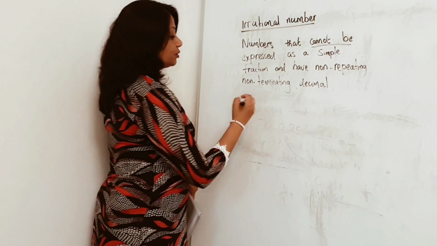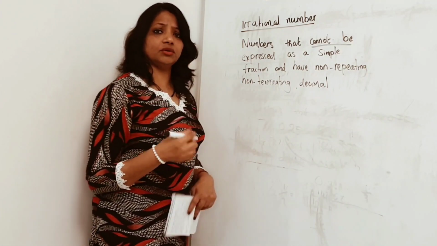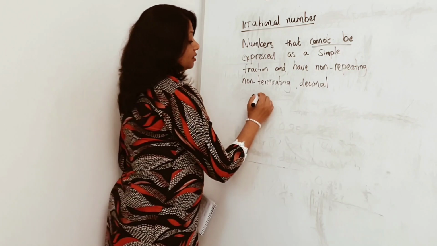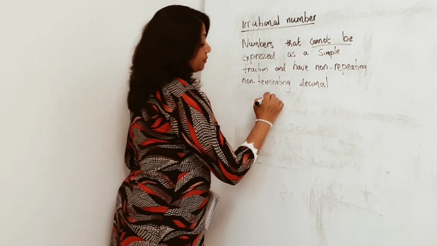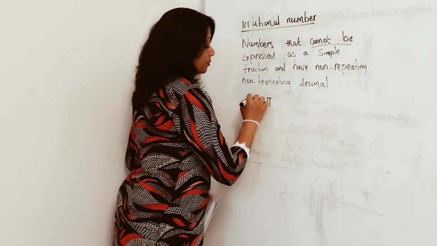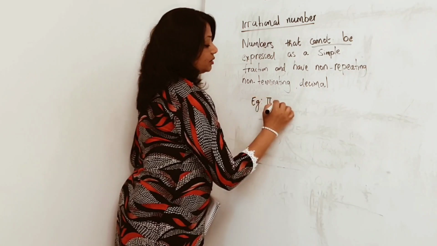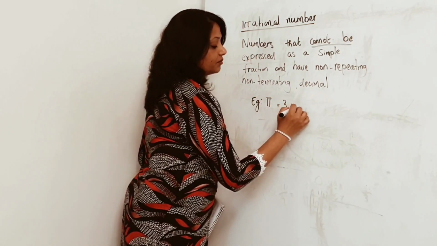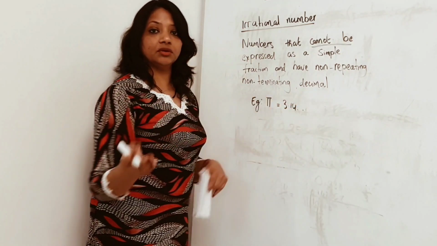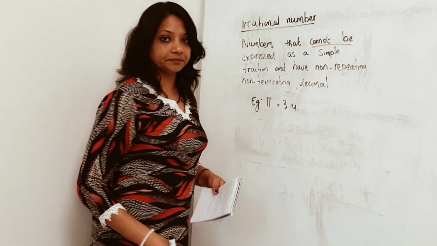For example, I'll show you. You already heard this value, it's the pi value. It is also an example of an irrational number. What is the pi value? It is 3.14 etc. It's not ending.